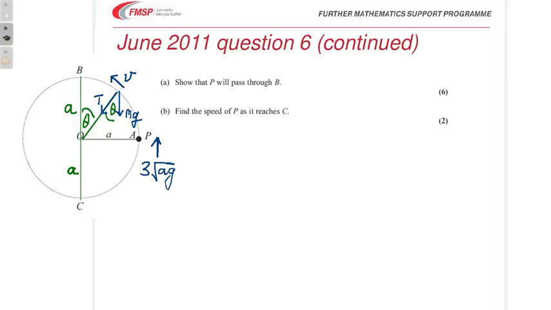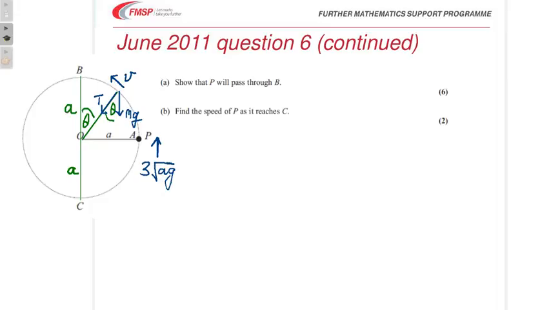Now this first part of the question just says show that P will pass through B. Think about that carefully. It isn't going to be enough to just show by conservation of energy that it's got velocity at the height of B. Think about that for a minute. You might like to pause and think what's missing. I'm going to start by doing that.